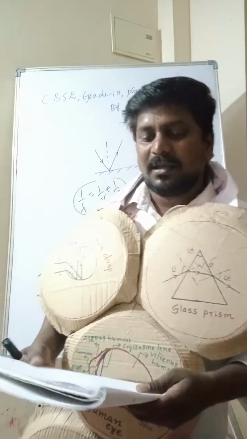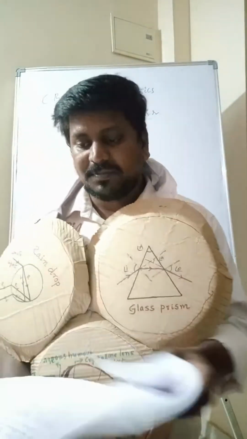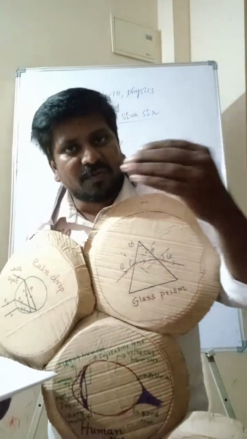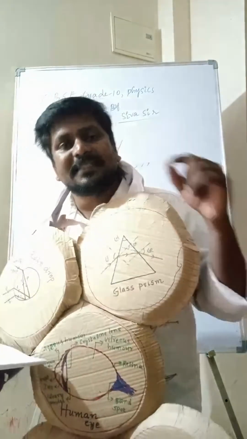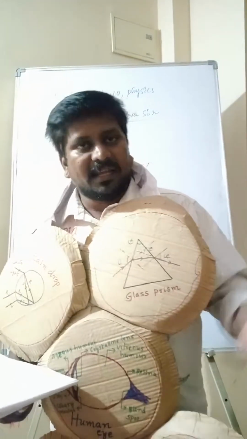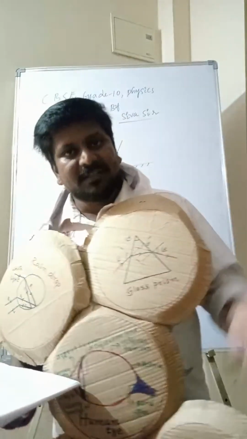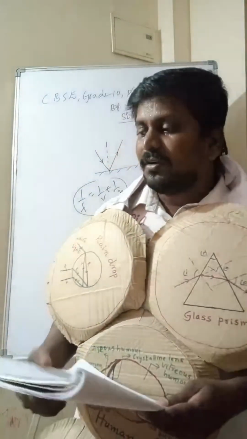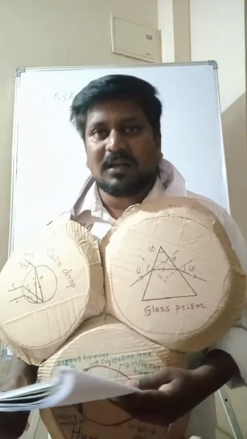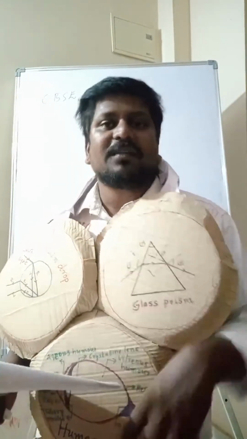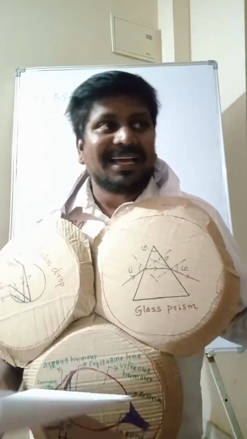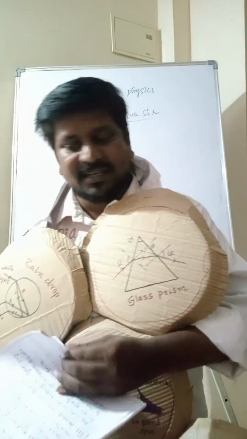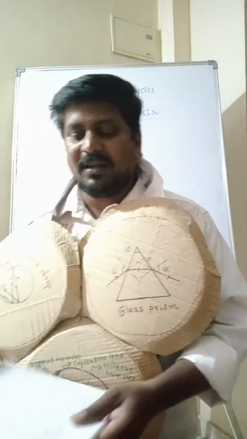Plane mirror, spherical mirror: the mirror which is in the form of curved shape. And refraction of light. What is the refraction of light? When light is passing from one medium to another medium, the path of the light changes at the interface of the two media. Speed of light is slow in a denser medium and faster in a rarer medium. Absolute refractive index is the ratio of speed of light in vacuum to speed of light in the medium. Relative refractive index means speed of light in medium 1 by speed of light in medium 2.